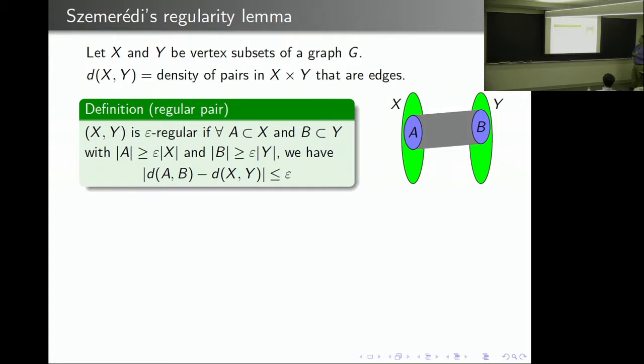So we still need some definitions. If you have two vertex subsets X and Y of a graph G, d(X,Y) denotes the density of pairs in X times Y that are edges. And you call a pair (X,Y) epsilon-regular, so these are a pair of vertex subsets of your graph, if whenever you take a subset A of X which is at least an epsilon fraction of X, and a subset B of Y which is at least an epsilon fraction of Y, the density between A and B is roughly the same as the density between X and Y, the two sets that they came from. They're within epsilon of each other, which tells you that the graph looks very uniform between these two sets, X and Y.